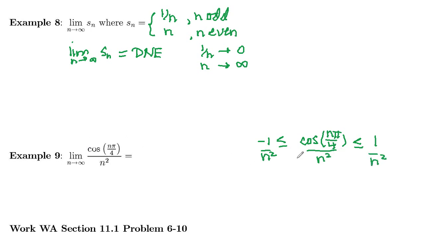And then this function is sandwiched in between the two outer functions, and as n goes to infinity, this guy approaches 0, and this one approaches 0. So this has to approach 0 by the sandwich theorem. So this is 0, and that's the sandwich theorem, or squeeze theorem, however you want to call it. So I would want to see this work here, if this is a test question. All right, with that, you should be able to attempt section 11.1, problems 6 through 10.